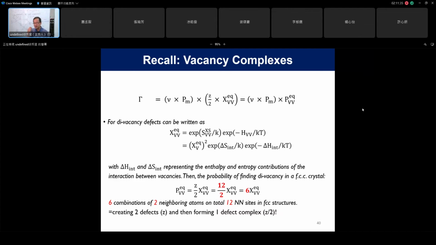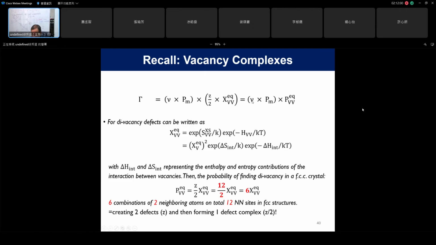If I test you something like the vacancy complexes, you need to know that you just divide the coordinate number by 2, right? The simple idea is you have 2 together. Of course, your total combination will be less. But how can we think about it? The idea is really simple.